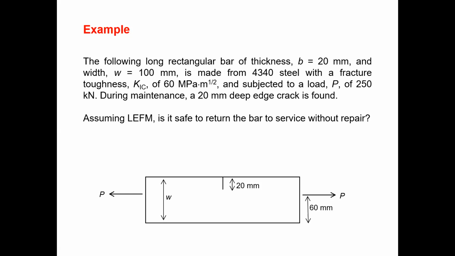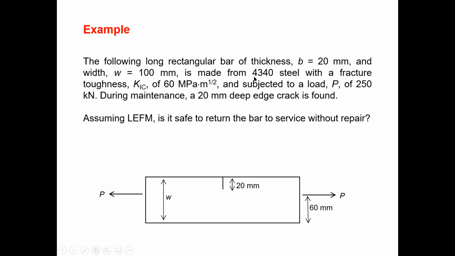So in this example, the following long rectangular bar has thickness B equals 20 millimeter. You can see this is the width, okay, this is 20 millimeter. Sorry, this is the thickness, in this direction. Okay, I think it is inside the slide. With B 20 millimeter and width W 100 millimeter.